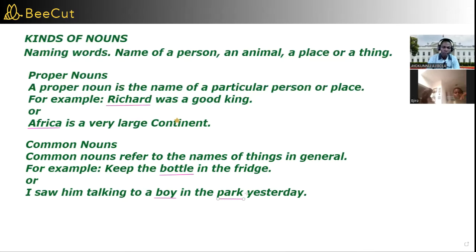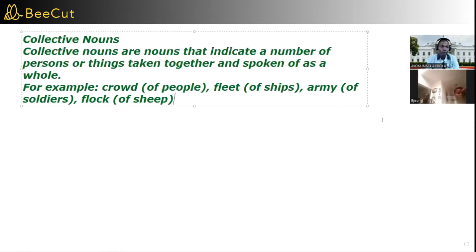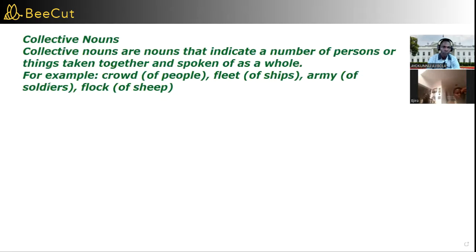That committee makes it a collective noun. So the next type we're looking at is collective noun. Under collective noun, I said these are nouns that indicate a number of persons or a number of things when taken together or spoken of as a whole. So these are collective nouns.